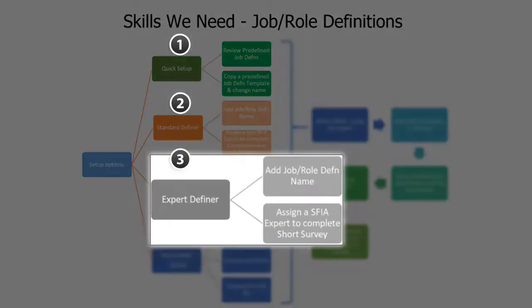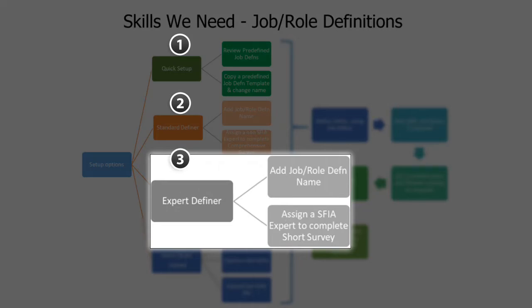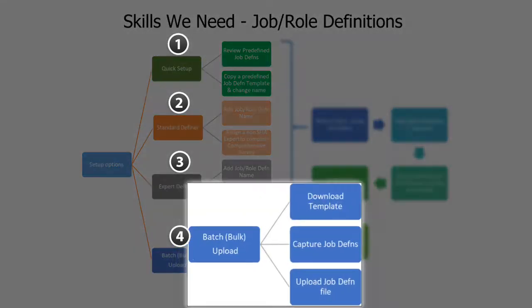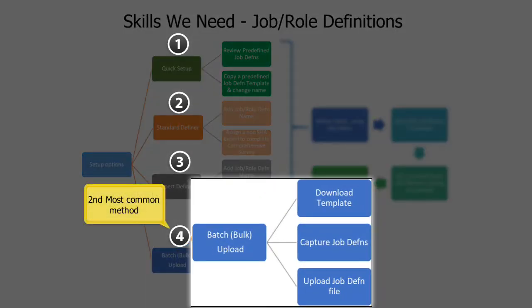The third expert definer option is designed for someone with good Sophia knowledge and understanding and uses a very short click and tick style survey to set up a job definition from scratch. The fourth batch or bulk upload option is also designed for people with good Sophia knowledge and understanding and uses an upload template into which a batch of job definitions have been predefined and captured and then uploaded into the workspace.